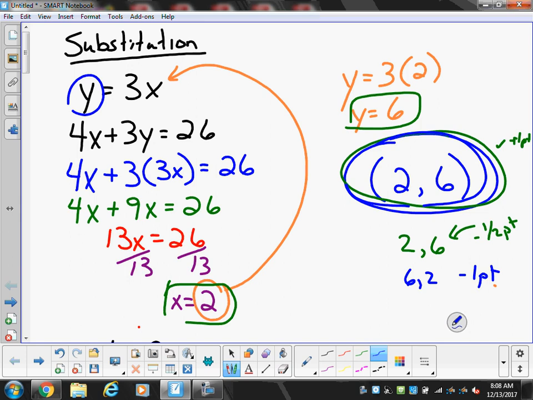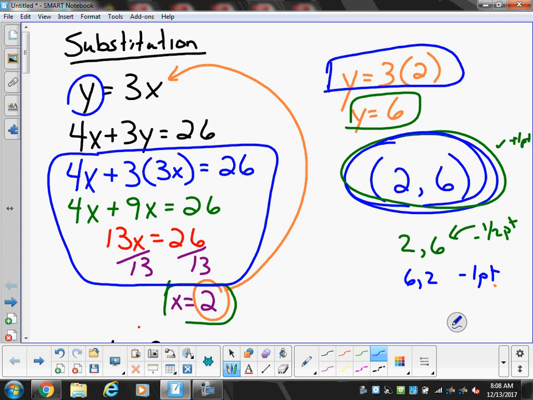If you choose not to show any work, so all of this is necessary. Okay, if all you put is the answer, if all you put is the 2 comma 6, you'll get 1 of your 4 points and you won't get any of the rest of it. You have to show your work.